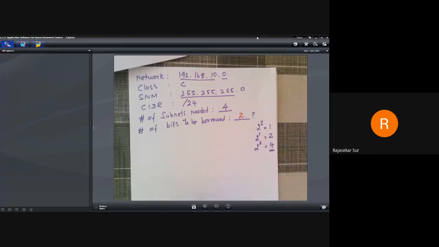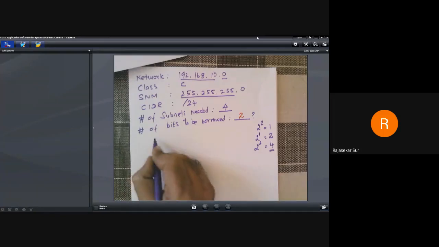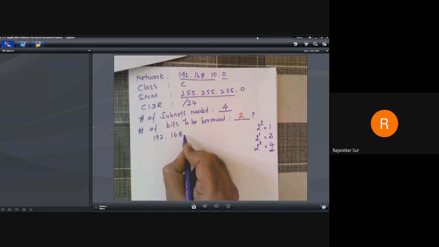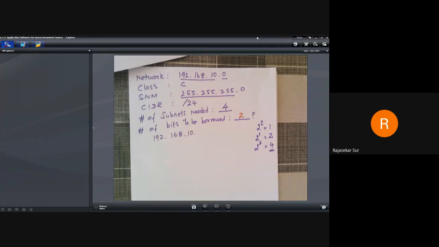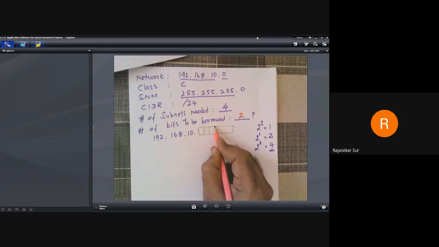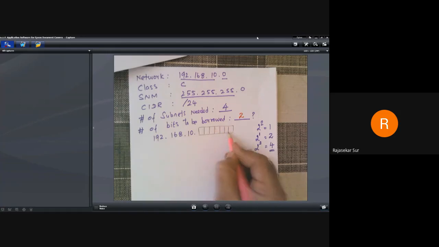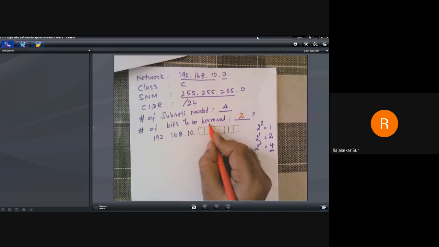Now if I borrow 2 bits, what is going to happen? In the first octet, 192, there is no change. In the second octet, 168, there is no change. The third octet is 10, there is no change. Then in the fourth octet, we have 8 bits: 1, 2, 3, 4, 5, 6, 7, 8.